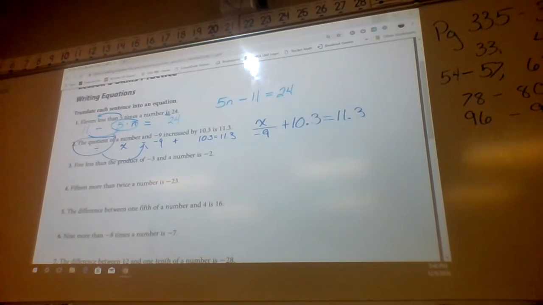When did the X... Because like 10.3 would be minus 10.3, 11.3. Before we watch it, am I right or am I wrong?